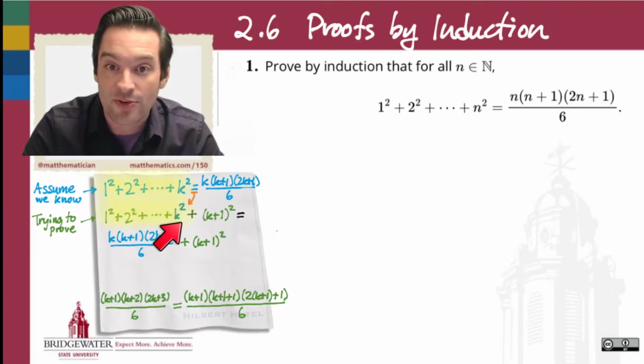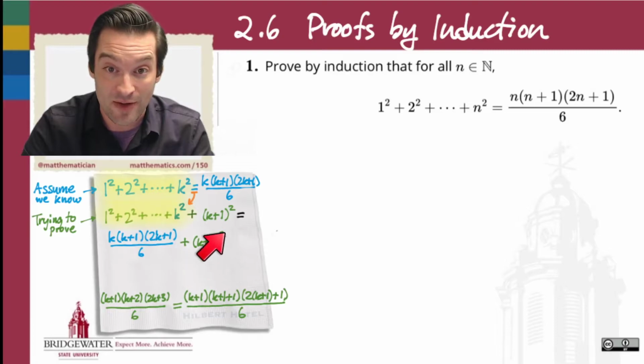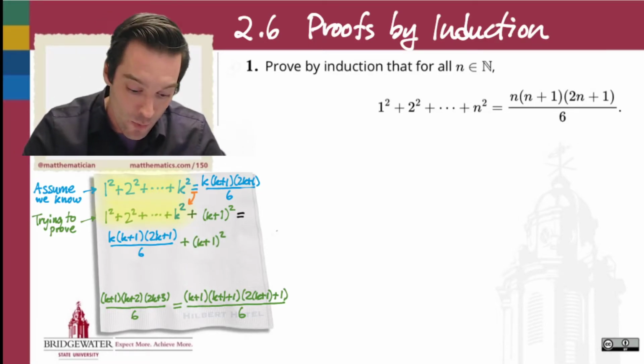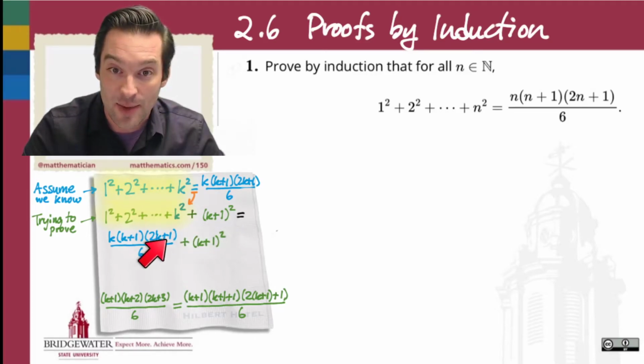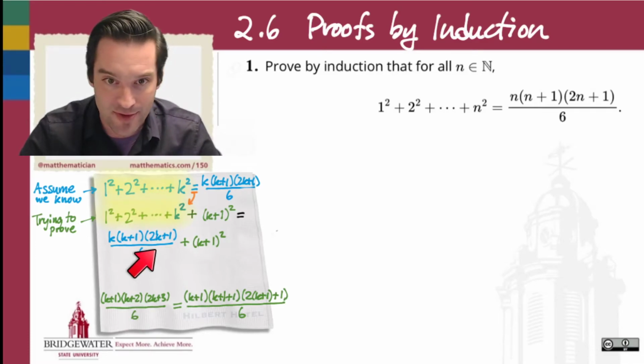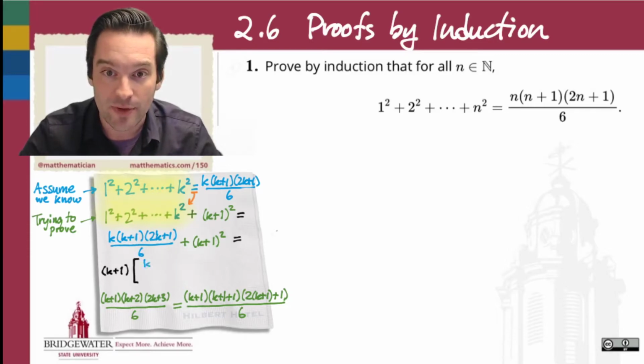And so the sum of the first k plus 1 perfect squares is k plus 1, 2k plus 1 over 6, plus my final term, k plus 1, the quantity squared. And now we know what we need to do. Whatever algebra is necessary to demonstrate that this expression is equal to this expression. And so just like before, I'm just going to try to do this as elegantly as possible, for whatever that means, and factor out a k plus 1 from both of these terms.